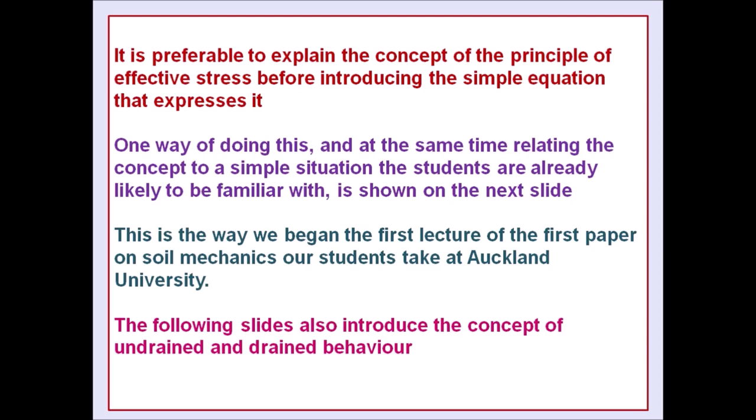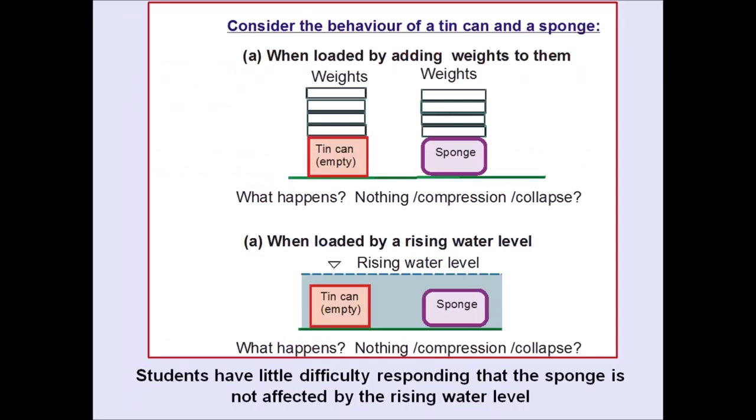One way of doing this, and at the same time relating the concept to a simple situation the students are already likely to be familiar with, is shown in the next slide, which is the way we begin the first lecture of the first paper in soil mechanics for our students at Auckland University. So what I ask the students to do is think about a little experiment. You've got a tin can as shown. It's empty, it's got a lid on it, sealed, and you've got a sponge, and you're progressively adding weights to both of them. And the question you've got to answer is, what happens? Nothing, compression or collapse.